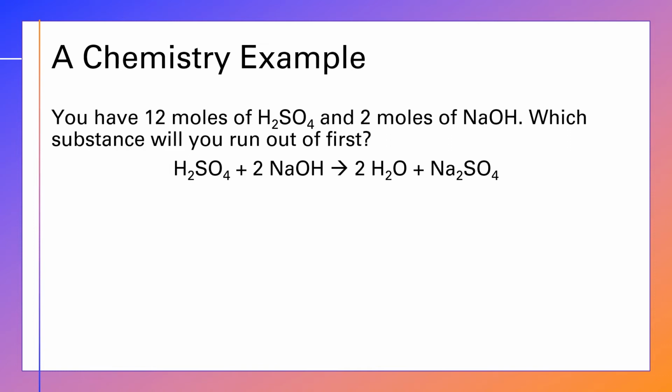The chemical equation tells us that every mole of H2SO4 needs to react with 2 moles of NaOH. In order to react 12 moles of H2SO4, we would need 24 moles of NaOH. We only have 2, so we can only react 1 mole of the sulfuric acid before our NaOH runs out. This means that NaOH is our limiting reagent.